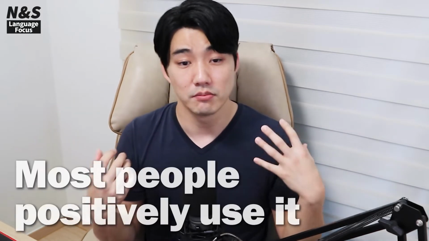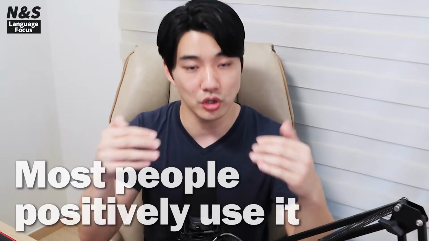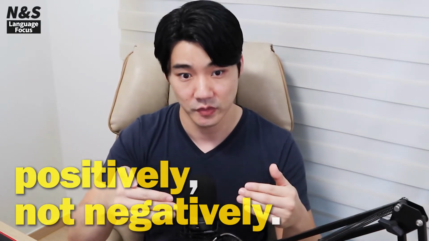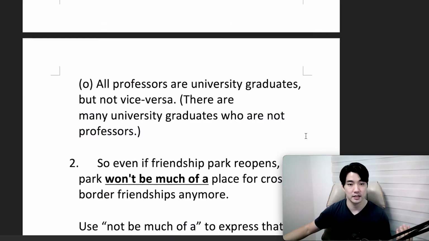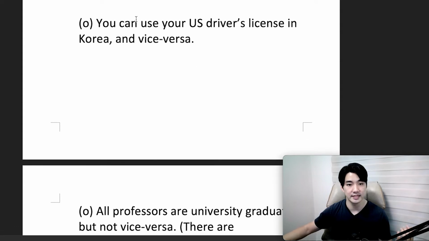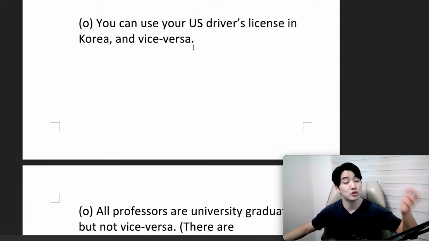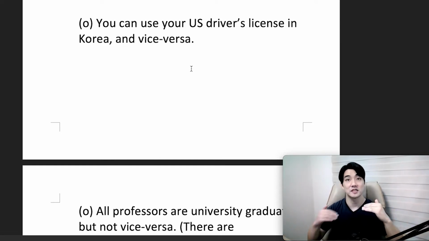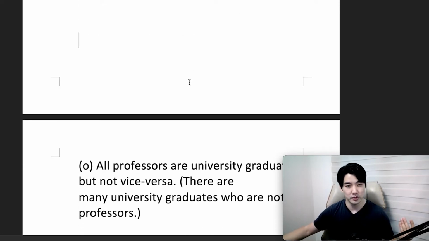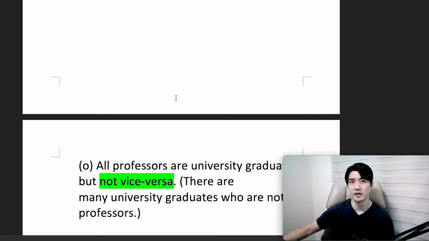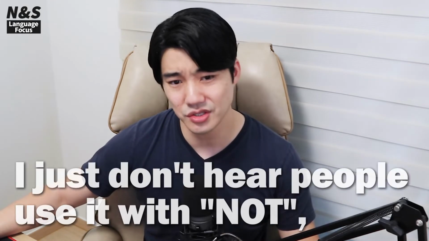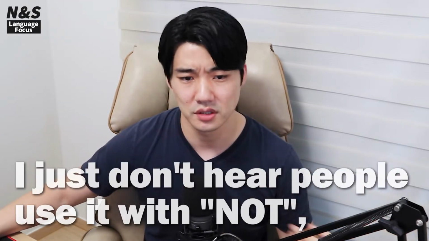근데 저는 사실 이거는 not vice versa 자주 듣지 않아요. Most people use it positively, not negatively. Like we used it in the example, you can use your US driver's license in Korea and vice versa. That's the positive. But this time it's not vice versa. It's not incorrect, but I just don't hear people use it with not, to be honest with you.